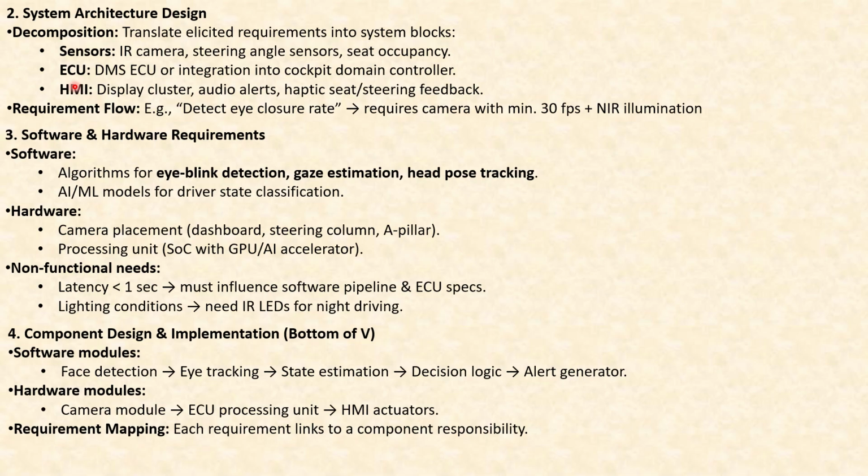All right. Now, talking about the software and hardware requirements. The software includes algorithms for eye blink detection, gaze estimation, and head pose tracking, and AI and ML models for driver state classification. Now, talking about the hardware: camera placement and the processing unit. These are extremely important. These are all the software and hardware requirements that must be taken into consideration without fail.